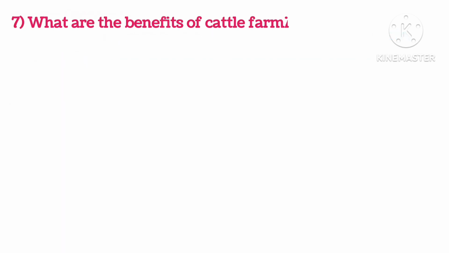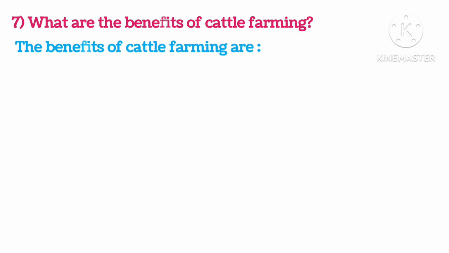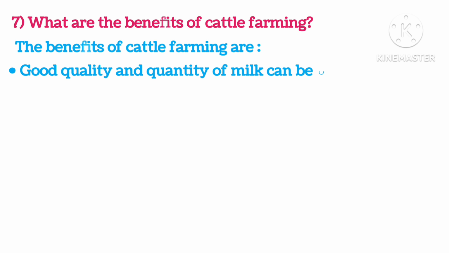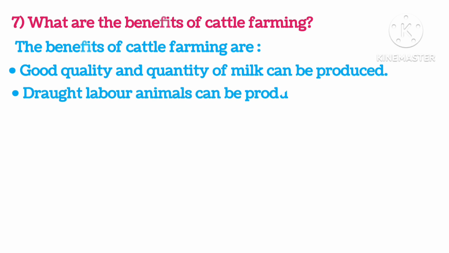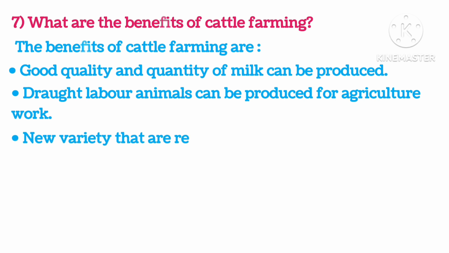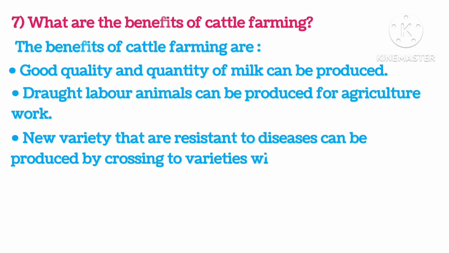What are the benefits of cattle farming? The benefits of cattle farming are: good quality and quantity of milk can be produced. Draught labor animals can be produced for agricultural work. New varieties that are resistant to diseases can be produced by crossing varieties with the desired traits.